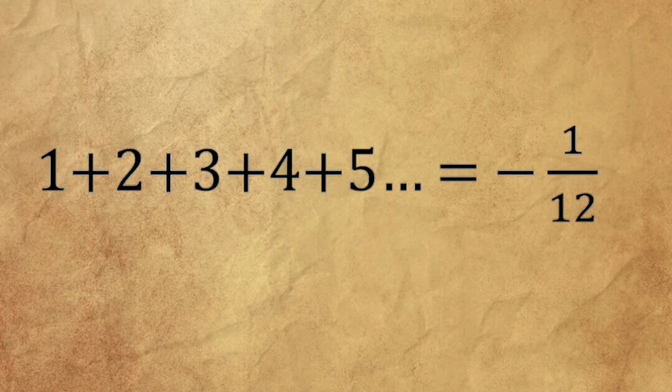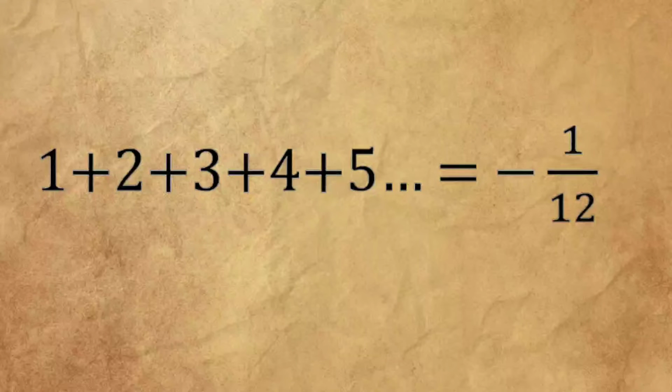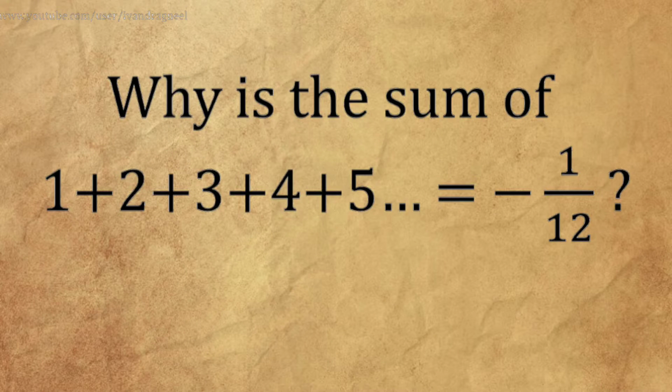So let's get started. He proposed that the sum of all natural numbers, 1, 2, 3, 4, 5 like that to infinity, is equal to negative 1 upon 12. But why is the sum of all natural numbers negative 1 upon 12?